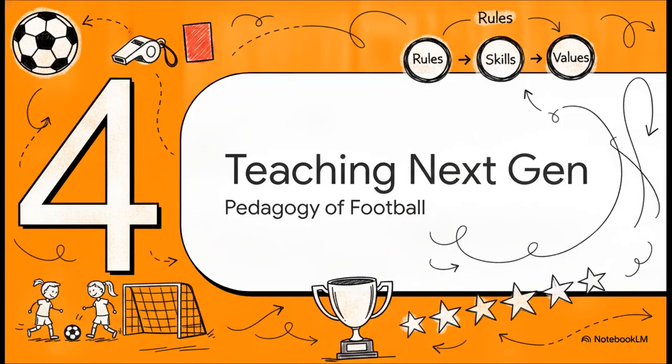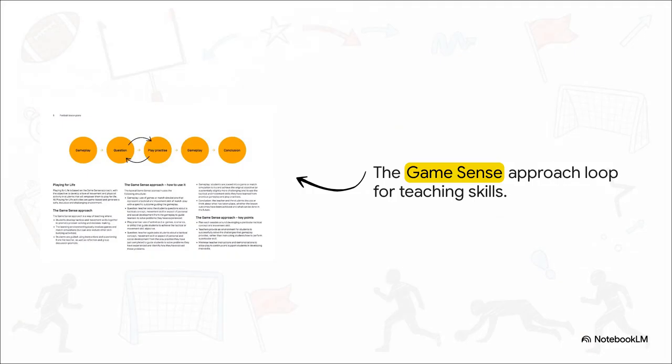Which perfectly sets up Section 4, teaching the next generation. How exactly do we impart these strict field rules and deep core values to young primary school students? Well, the Australian Sports Commission uses this brilliant framework called the Game Sense approach. It's a philosophy that completely flips traditional coaching on its head by minimizing long, boring lectures and maximizing active problem solving. Instead of just running static drills, students learn tactical and movement skills organically through modified gameplay.